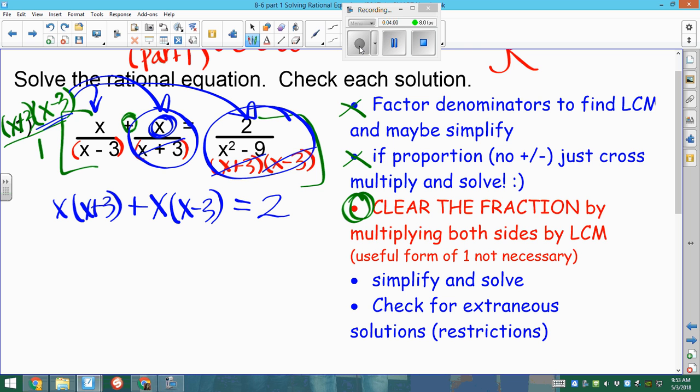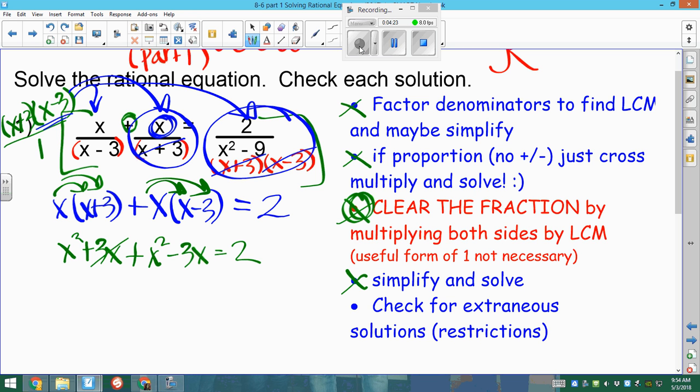So see how that least common multiple can be really helpful in clearing your fraction, because now we have no denominators whatsoever. So we've taken care of that really important step. Now we're on to simplify and solve. So first I want to get rid of these parentheses. That would be x squared plus 3x. This guy is going to become x squared minus 3x. I'm going to combine like terms. The 3x's will cancel. So 2x squared equals 2. And then I'll solve that.